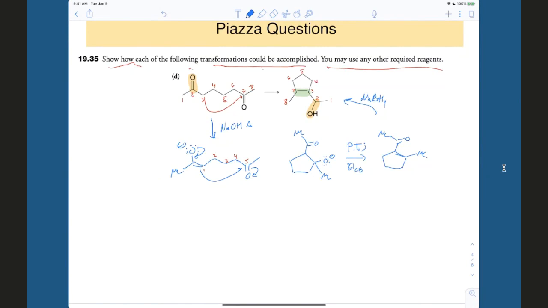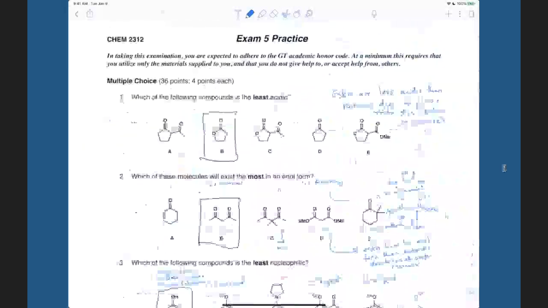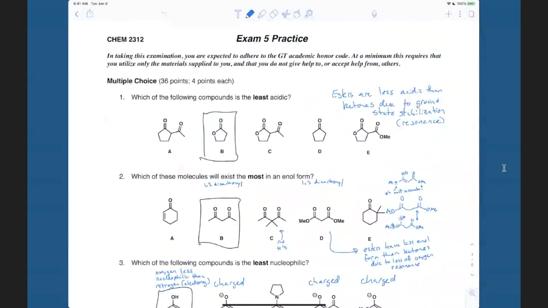No questions on 1935. We're going to jump back again. Which of the following compounds is the least acidic? I've gone through this, I think, a few times. Is there a specific question about this that you have that I could focus in on? Is it the element of it? Why is an ester less acidic than a ketone? Or I'll still copy it and talk about it. I just want to make sure I'm hitting on the right.